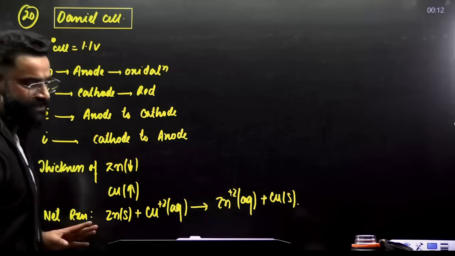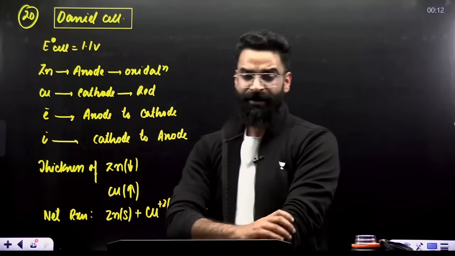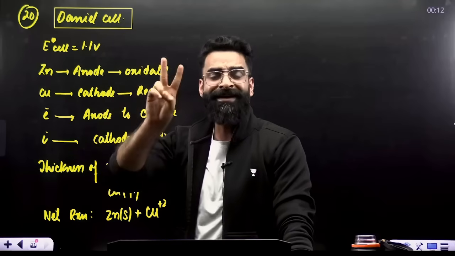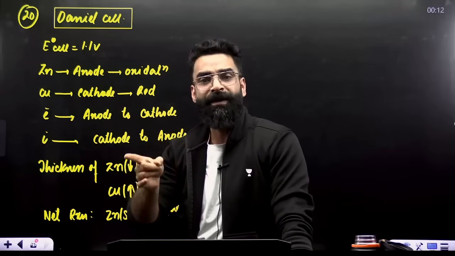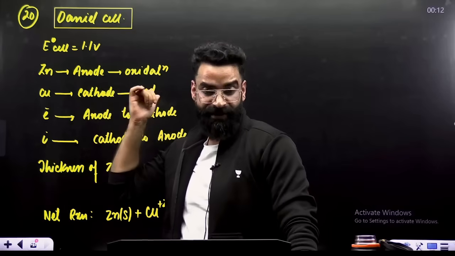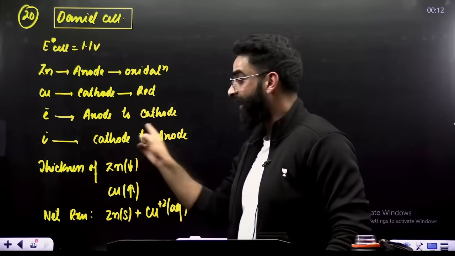Perfect. Similarly, my dear students, one more theoretical question that can be asked is related to the Daniell cell. You need to remember, first of all, the standard EMF of the Daniell cell is 1.1 volt. In the Daniell cell, you use 2 electrodes, one is zinc, one is copper. Zinc behaves like the anode, at which oxidation takes place. Copper behaves as the cathode, at which reduction takes place. The direction of electrons is from anode to cathode. The direction of current is from cathode to anode.